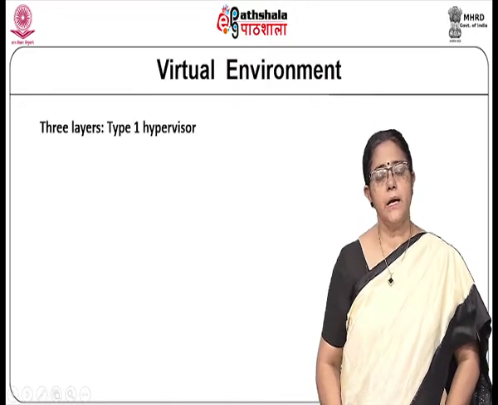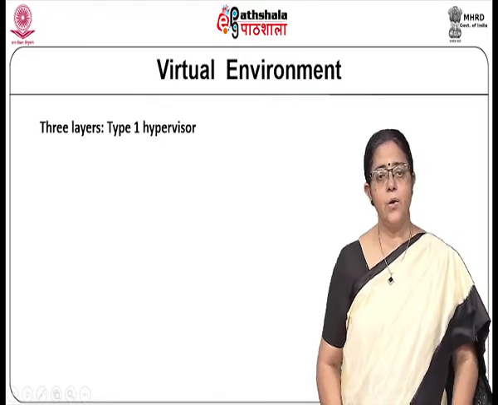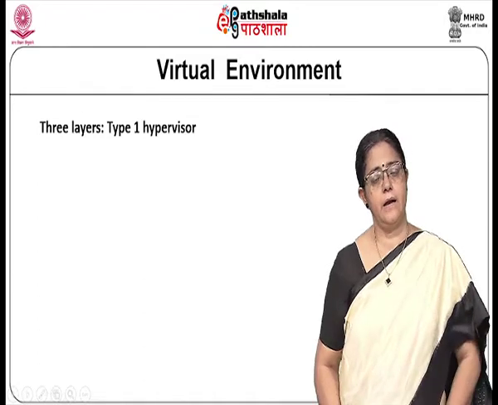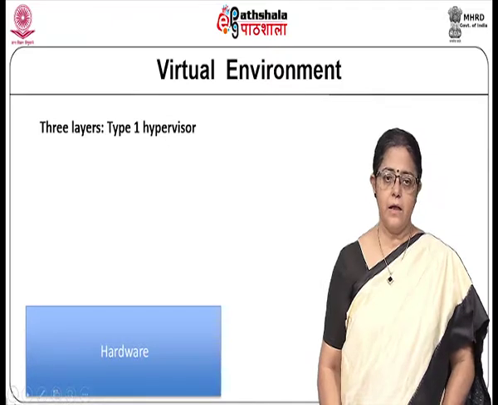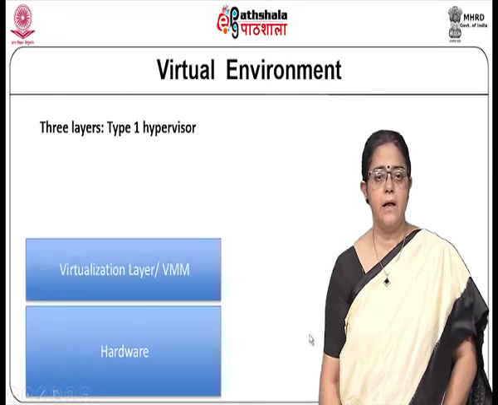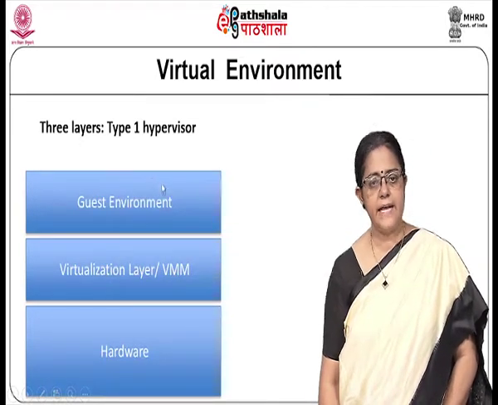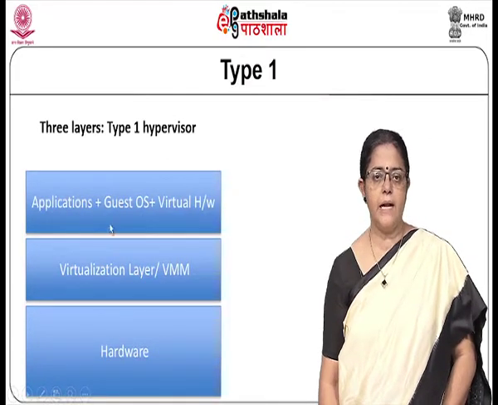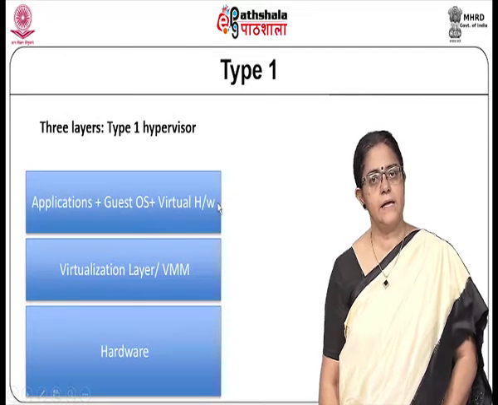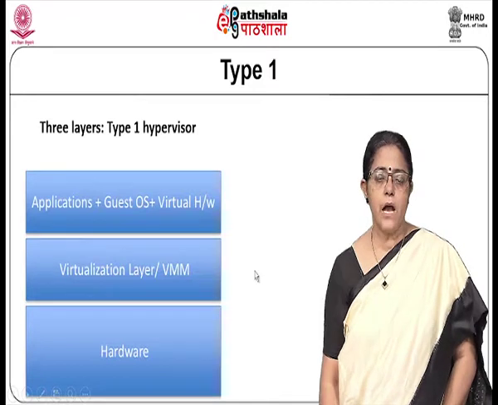Now, there are two types of virtual environments that we can create. One is a 3-layer architecture, which is called a type 1 hypervisor, where we have the hardware as the last layer. On top of that we have the virtual machine monitor or virtualization layer and the guest environment. This guest environment will have the application, will have the guest OS and has the virtual hardware.